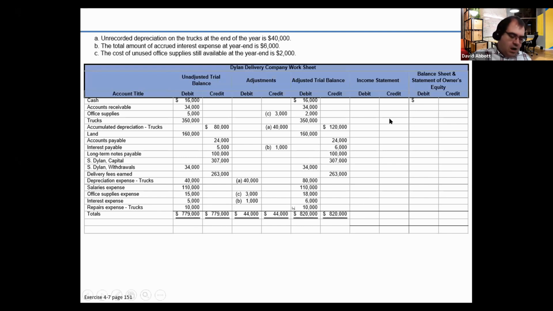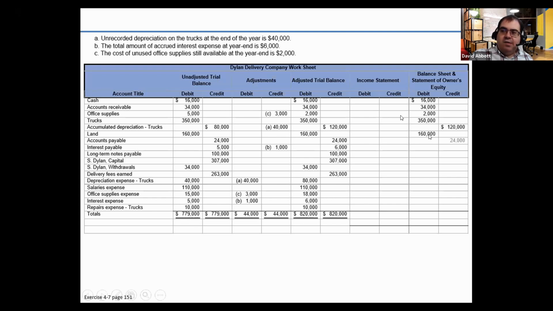And then we have to figure out, is it balance sheet or is it income statement? So we see here that cash goes on the balance sheet because it's an asset. So debit 16,000. Accounts receivable, same thing as an asset, goes on the balance sheet. So 34,000. Office supplies 2,000. Trucks 350. And then the accumulated depreciation 120, because that would reduce to tell you how much the trucks are worth now.